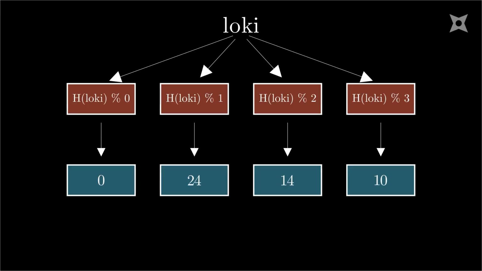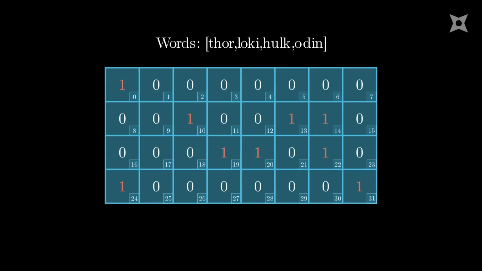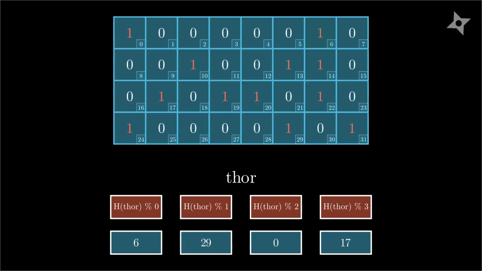Let's repeat it for Loki, Hulk and Odin. So after adding 4 words, a Bloom filter looks like this. To check if something exists in a Bloom filter is pretty easy. Let's take the example of Thor. So step 1 is to find the hashes of the word Thor. In this case, we get 6, 29, 0 and 17.